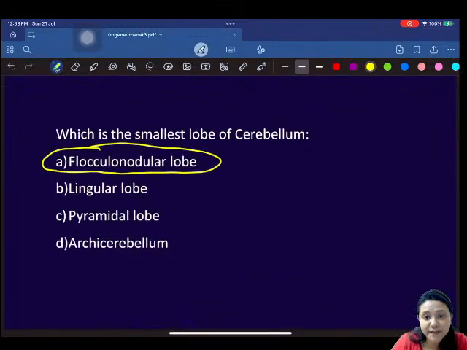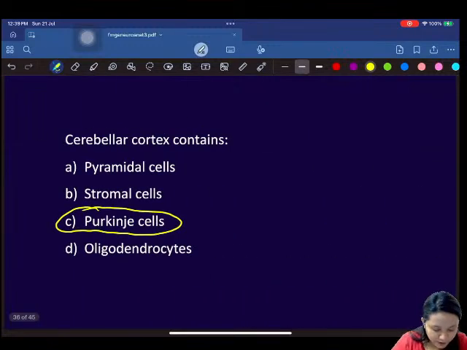Many questions came on cerebellum, so there is a high chance that you might get a question on cerebellum as well in the December FMG. So remember: cerebellar cortex, Purkinje cell, smallest lobe, flocculonodular.